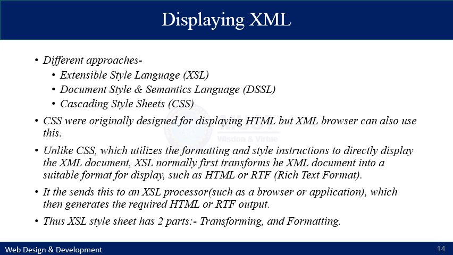Unlike CSS, which utilizes formatting and style instructions to directly display the XML document, XSL normally first transforms the XML document into a suitable format for display, such as HTML or RTF rich text format. It sends this to an XSL processor, such as a browser or application, which then generates the required HTML or RTF output. Therefore, the Extensible Stylesheet Language has two parts: transforming and formatting.